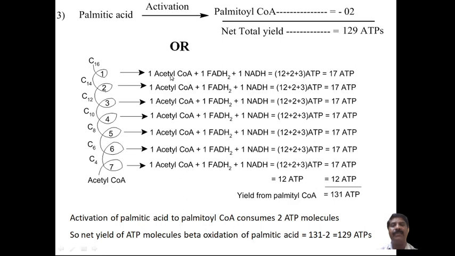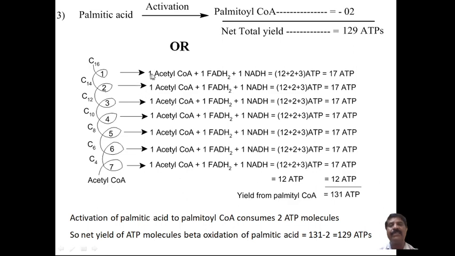Therefore 1 acetyl coenzyme A, because it comes from the citric acid cycle, liberates 12 ATP molecules. FADH2 produces one molecule that contains 2 ATP molecules, so 1 into 2 is 2 molecules. Then 1 NADH liberates 3 ATP molecules. Therefore 2 plus 3 ATP is equal to 5, and 12 plus 5 is 17.